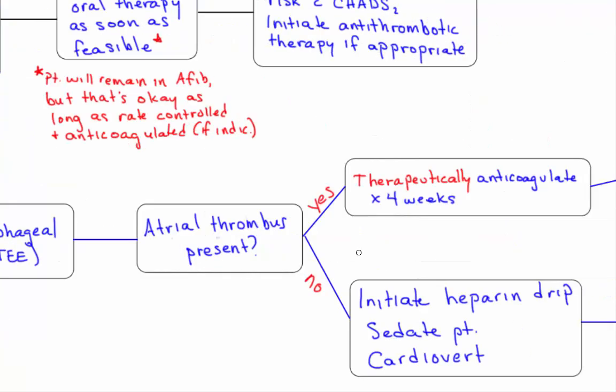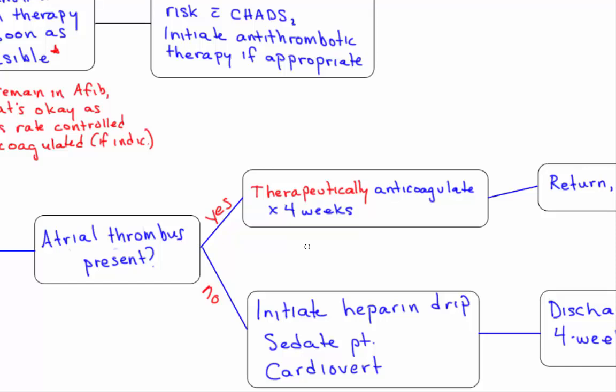Now if there is a thrombus present, then we need to anticoagulate that patient for 4 weeks beforehand. This is therapeutic anticoagulation. So we can't just discharge that patient from the emergency department or the clinic or wherever they present to and give them a script for 4 weeks worth of warfarin. They have to be therapeutically anticoagulated for 4 weeks. So if they are on warfarin, that means that their INR has to be between 2 and 3 for 4 weeks. If it takes them 1 full week to get to an INR of 2 to 3, then they're going to have to do 4 more weeks beyond that. So just remember that. It's 4 weeks of therapeutic anticoagulation.